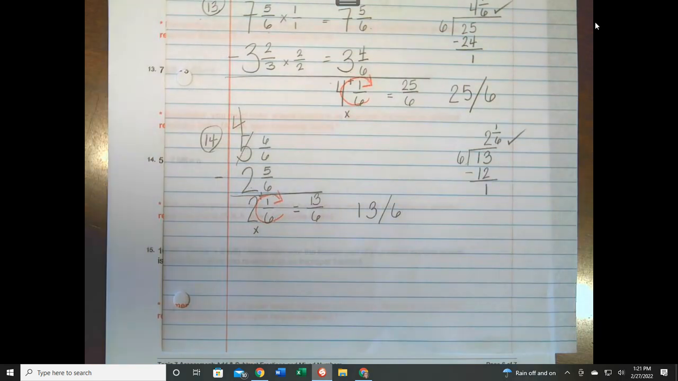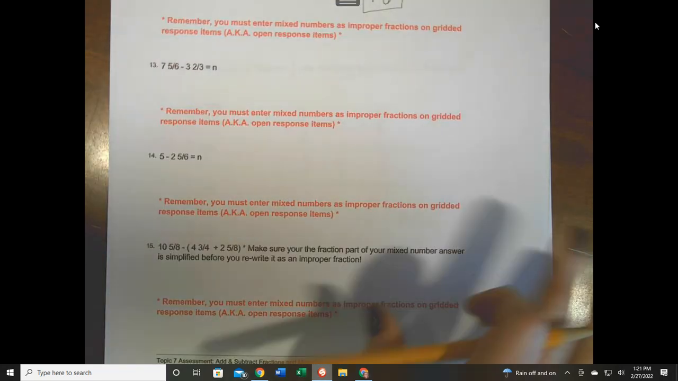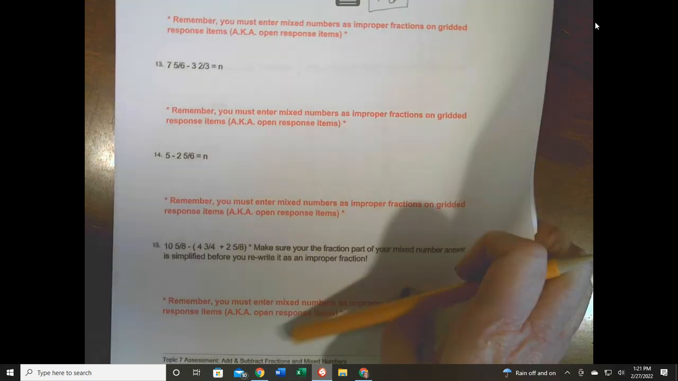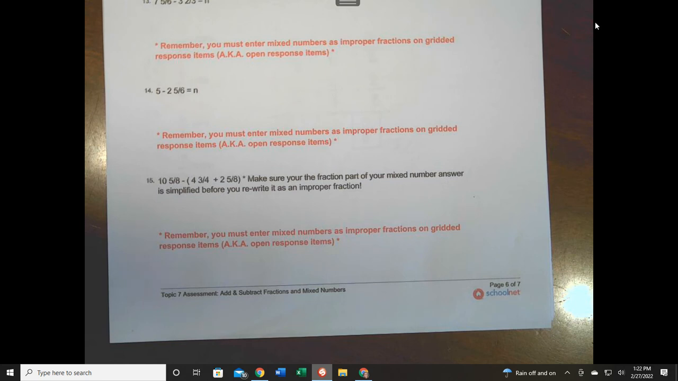So we know we converted it correctly. All right, number 15. This is the hardest question on the test, just because it was a couple steps, but we've worked these in class. All right, 10 and 5/8 minus the sum of 4 and 3/4 plus 2 and 5/8.